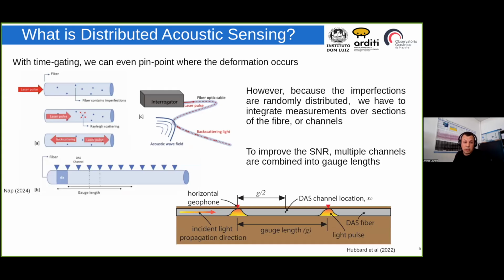And if we use time gating, if we use single pulses, we can even see where the fiber is being affected by some field. However, because we don't know exactly how the glass imperfections are distributed, we need to average it over a finite length, usually from a few centimeters to a few meters. But even so, our signal to noise ratio is very low, so we usually also combine each channel into a group of channels that we call the gauge length, which is the effective size of our sensing element.